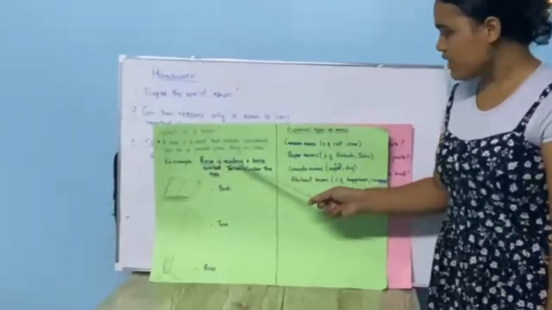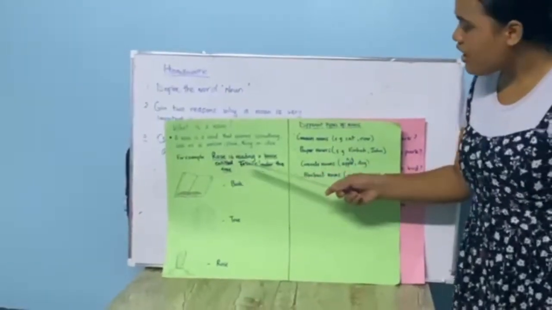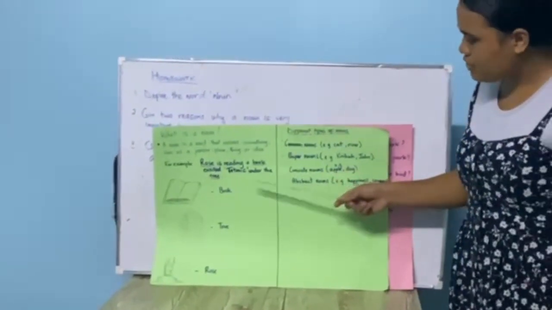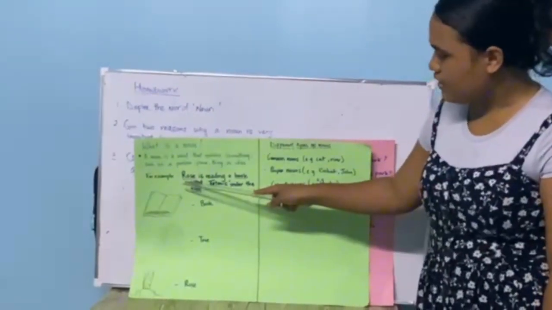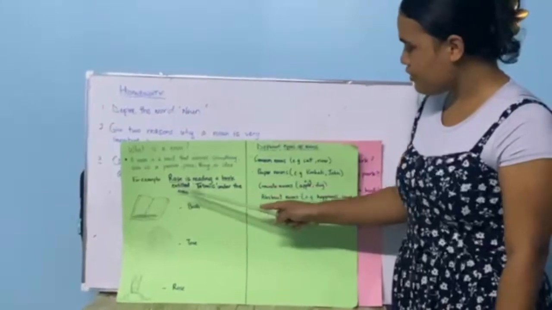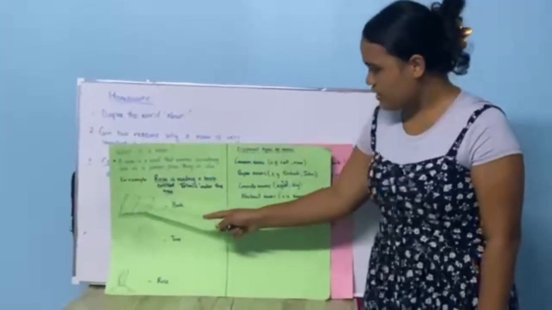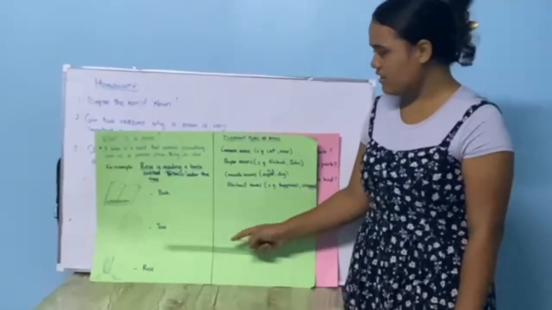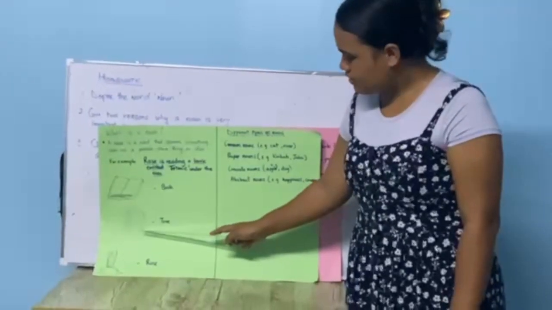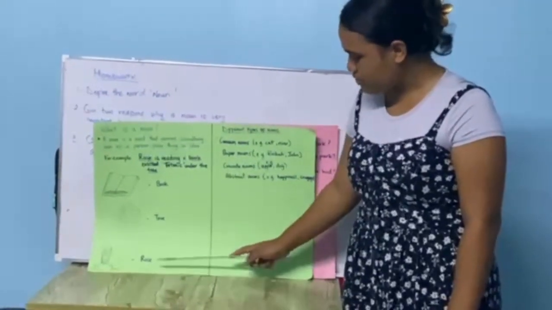Rose is reading a book entitled Titanic under the tree. I highlighted here the nouns. These are the 3 nouns. Just as you can see, a book, you can touch, you can see, just like a tree and rose.